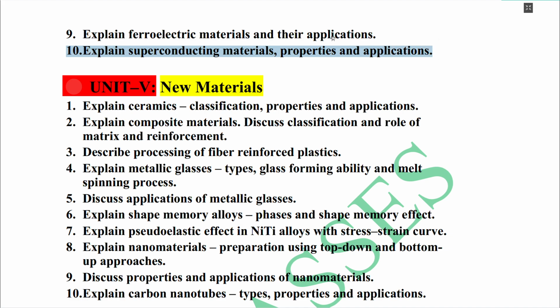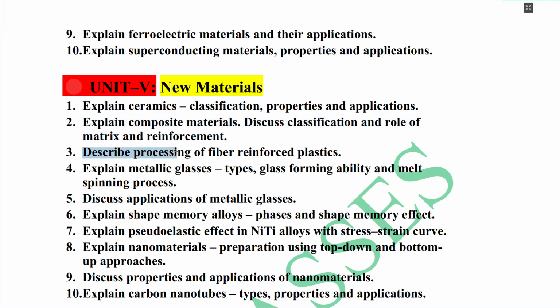I hope you have understood all the questions properly. So let's start unit number five, which is new materials. In unit five, the first question is: explain ceramics, classification, properties and applications. The second question is: explain composite materials, discuss classification and the role of matrix and reinforcement.